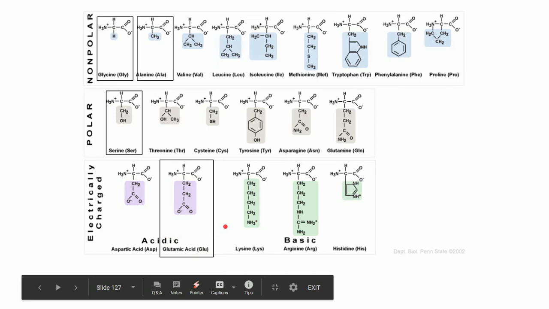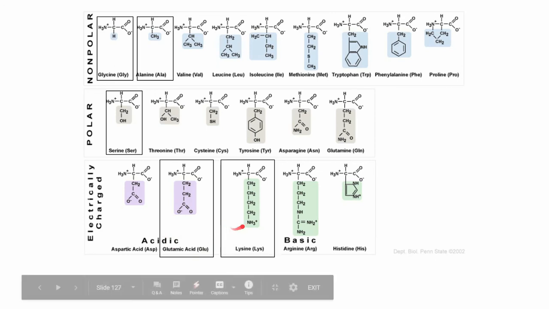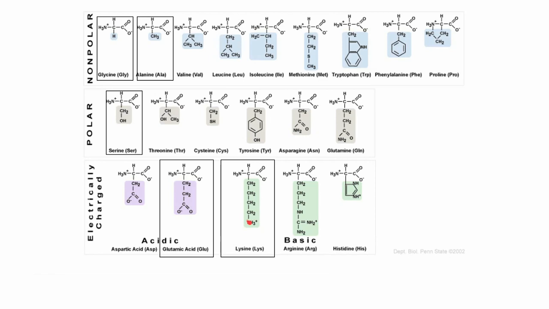And finally, one more amino acid we can look at here is lysine, which is a basic amino acid or positively charged amino acid, because the side chain or the R group mainly contains a positive charge. Hence, it is a basic or positively charged amino acid.